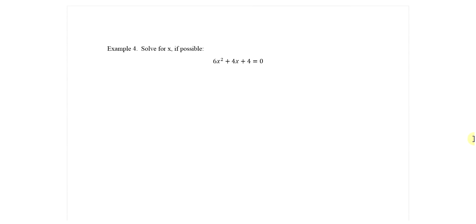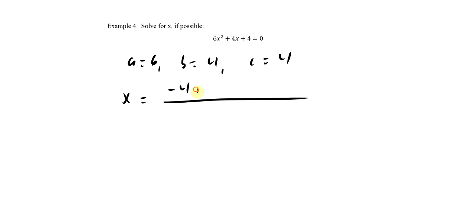Now finally, here's another example. Example 4, solve for x. Oops, we have a little bit more to do after this example. Okay, so here a equals 6, b equals 4, c equals 4, x equals negative b plus or minus square root of b squared, which is 16, minus 4ac, 4 times 6 times 4, all over 2a, which is 12.